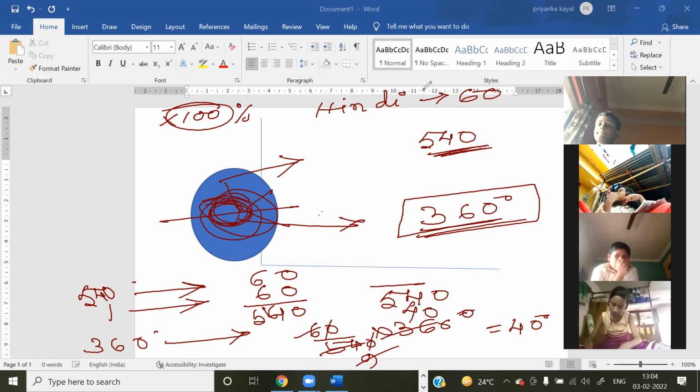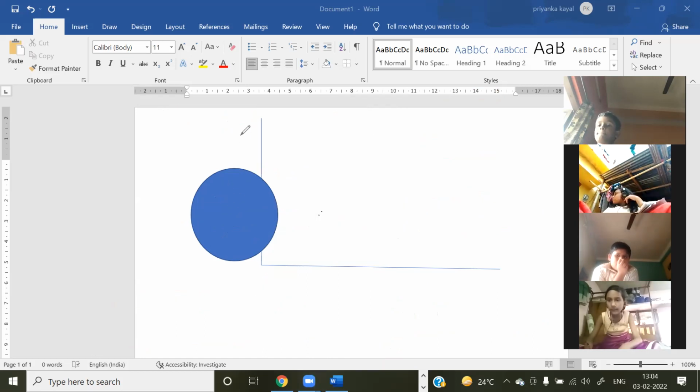So, what will come in your exam? In the exam, it will not come that draw a pie chart. No, the pie chart will already be given. You will have to answer from this pie chart.